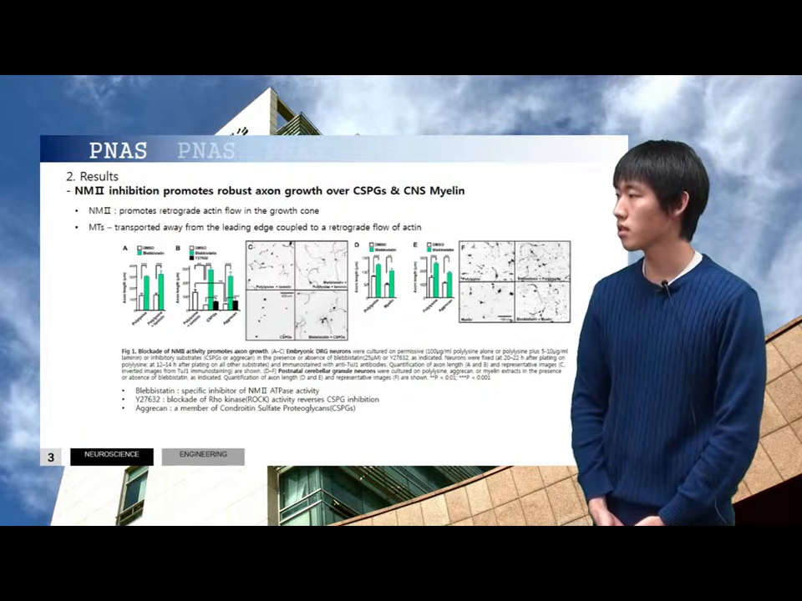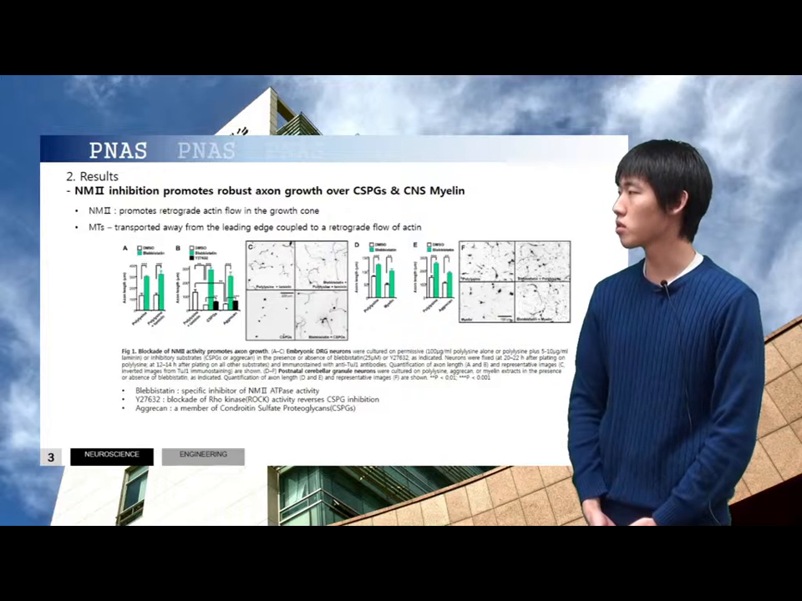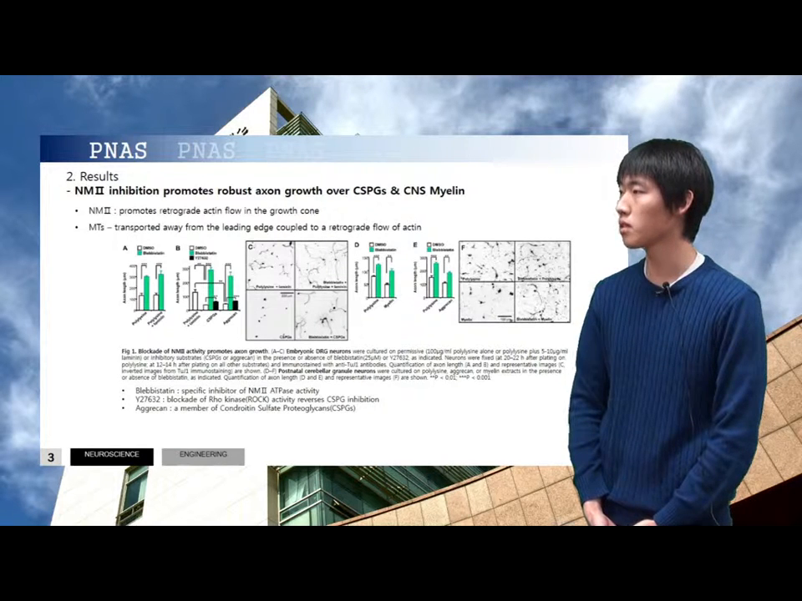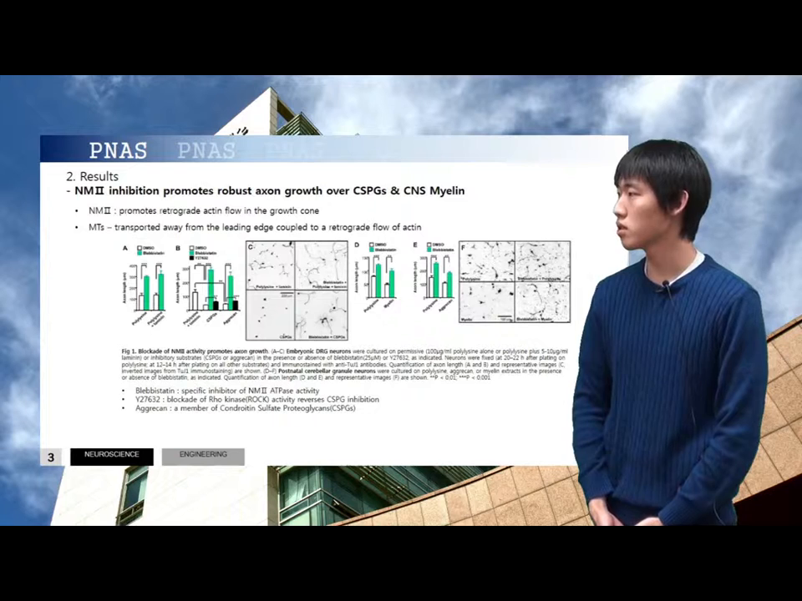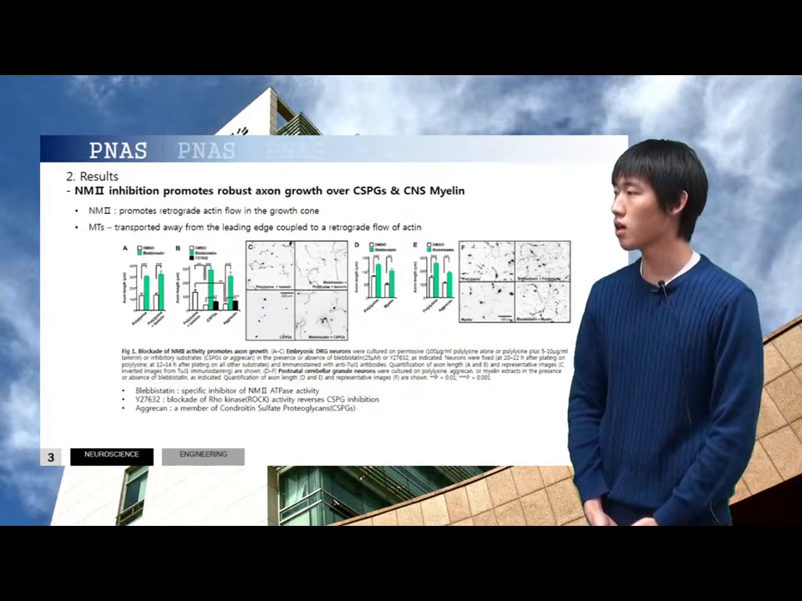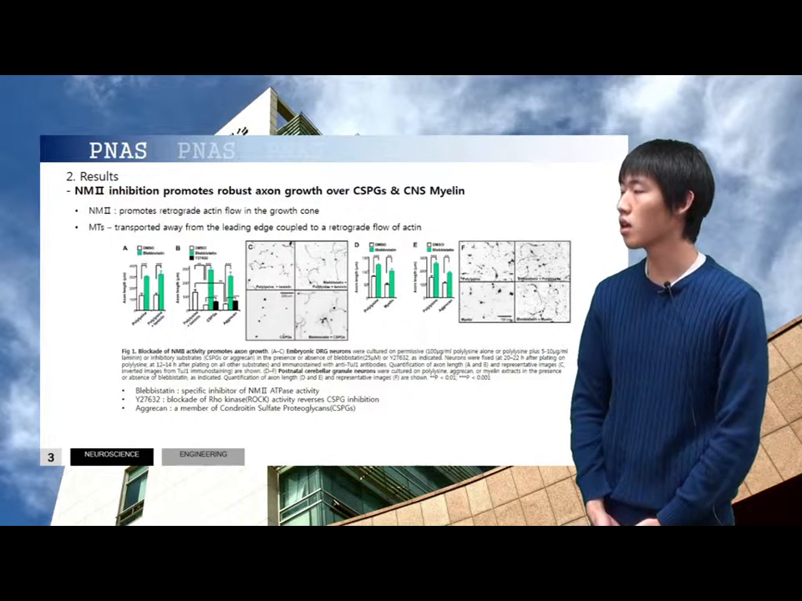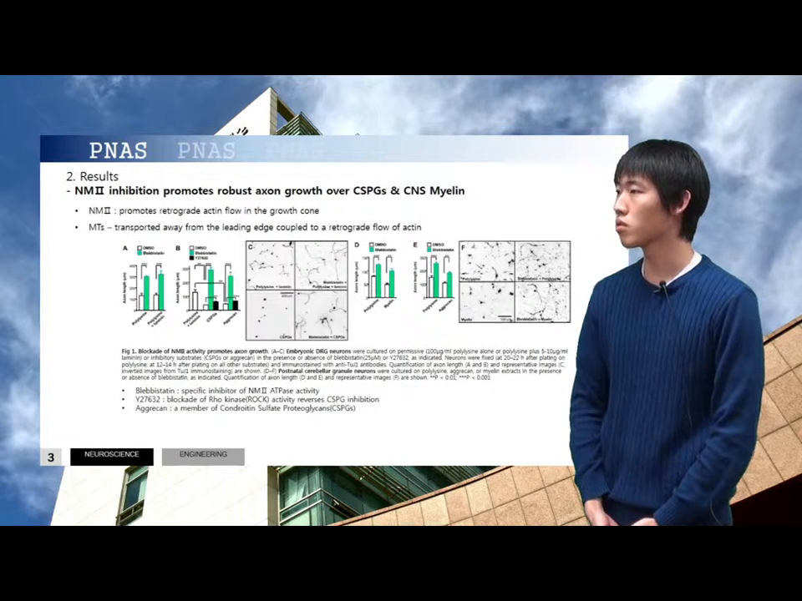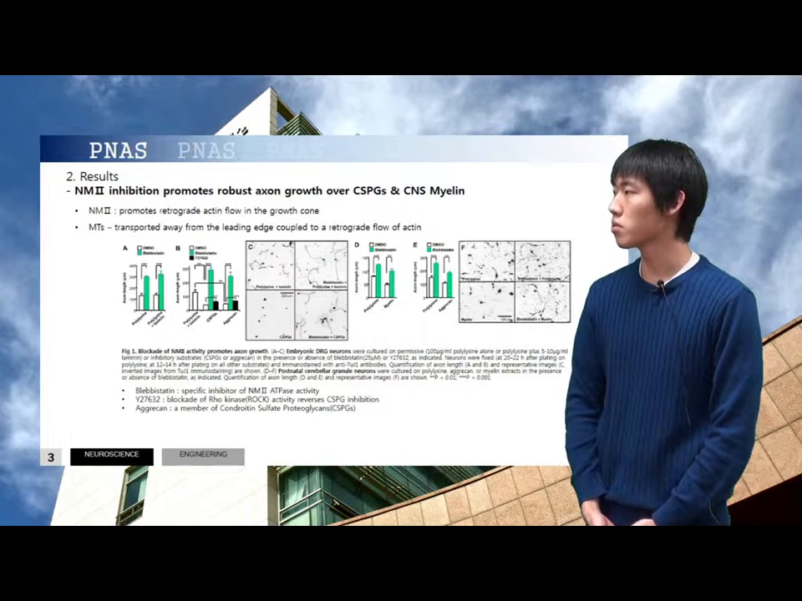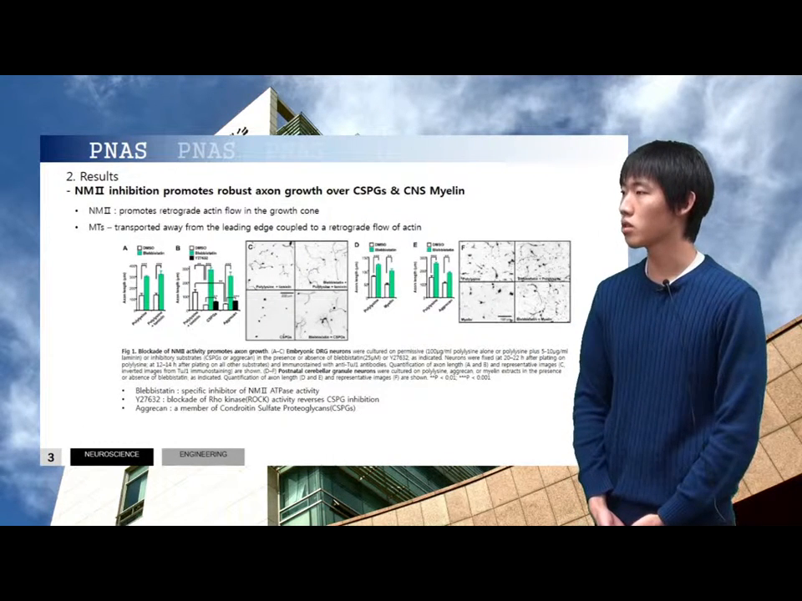First, researchers tested whether axon growth could be enhanced by inhibiting non-muscle myosin 2 activity. They applied blebbistatin, which is a specific inhibitor of non-muscle myosin 2 ATPase activity, Y27632, a blocker of Rho kinase activity, and neurocan, a member of the chondroitin sulfate proteoglycans. With blebbistatin, axon growth of neurons was enhanced in a dose-dependent manner on permissive substrates, and they overcame CSPG-induced axon growth inhibition.